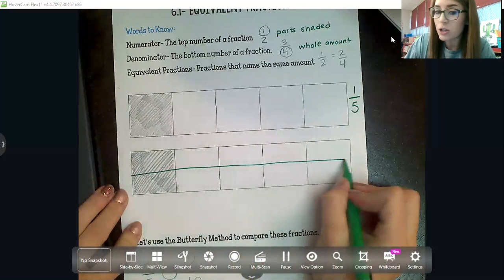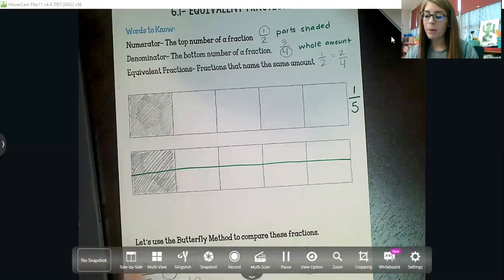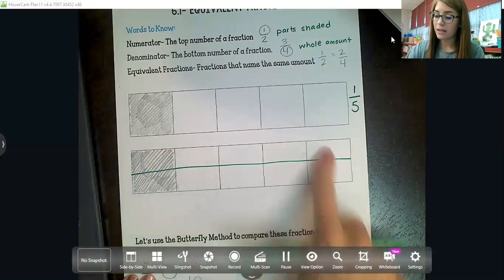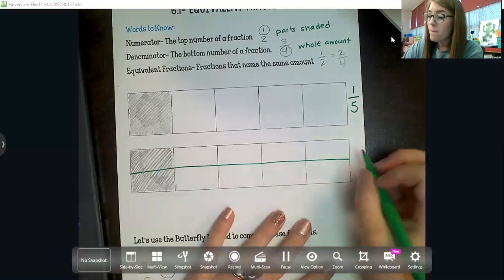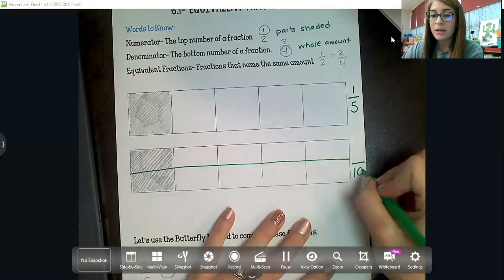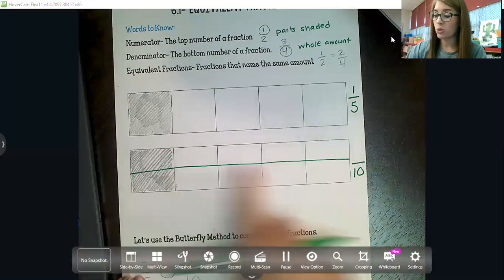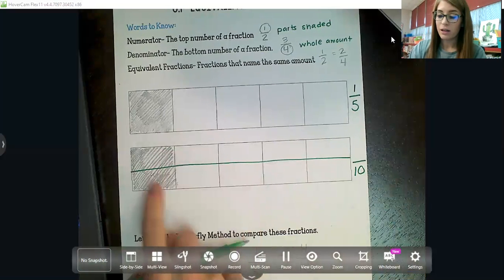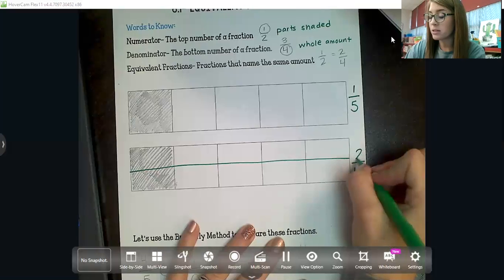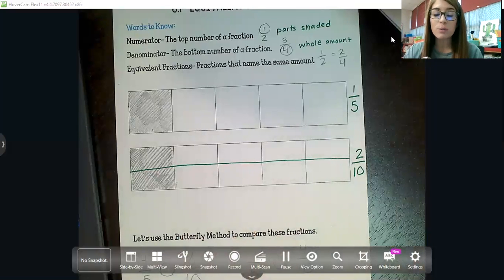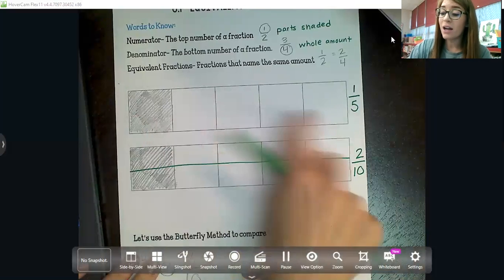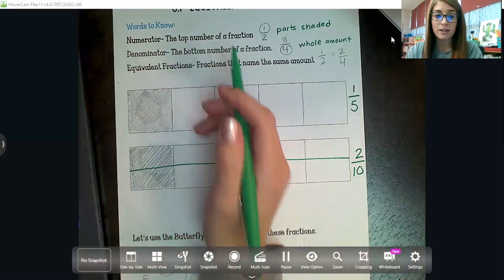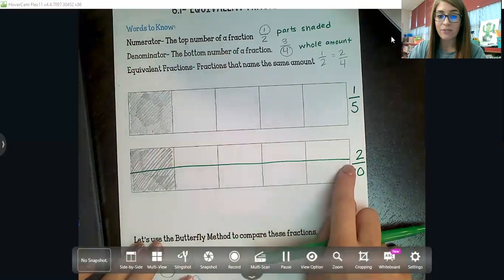What happens if I draw a line straight through the middle? How many boxes do I have total now? 1, 2, 3, 4, 5, 6, 7, 8, 9, 10, right? Okay, so my denominator for this one is going to be 10 because I've got 10 total boxes because I drew a line through that. How many do I have shaded? Very good. 1 here and 1 here. I've got 2 boxes shaded. Now, those are going to be equivalent fractions because I did not change the size that I shaded. I still have this same square shaded. The only thing I did was I cut them in half, okay?